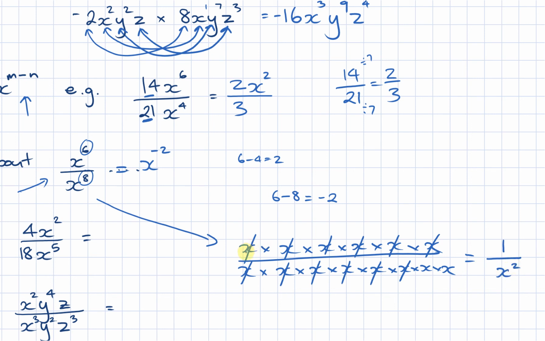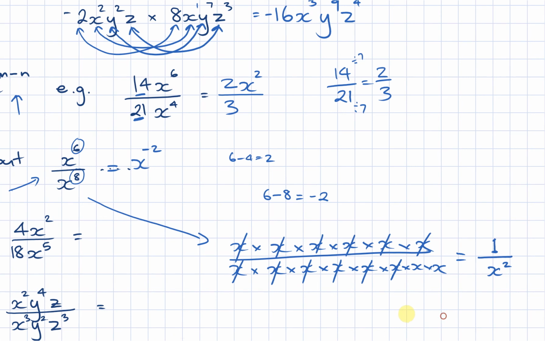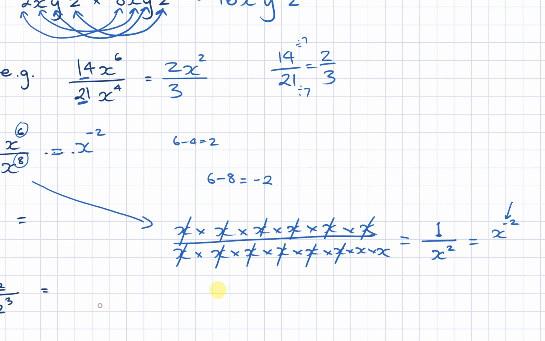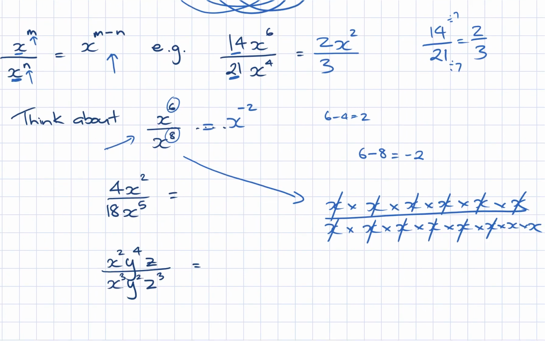Okay, so when I've cancelled out all my x's in the numerator, I need this one here. Okay, so 1 over x squared, which actually is the same as x to the power of negative 2. So that's where that negative sign comes from. It's the fact that it's 1 over x squared. Okay, let's have a look at this second example here.